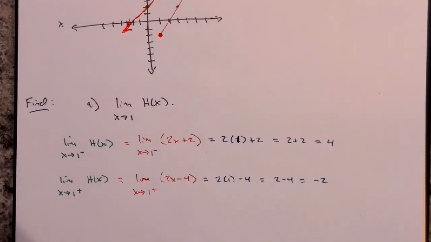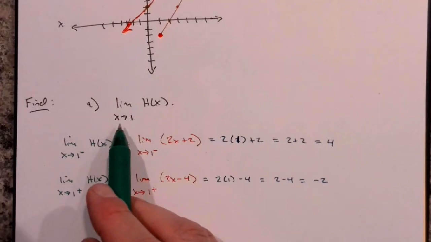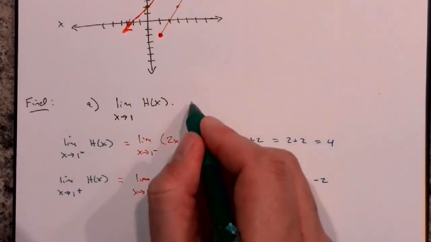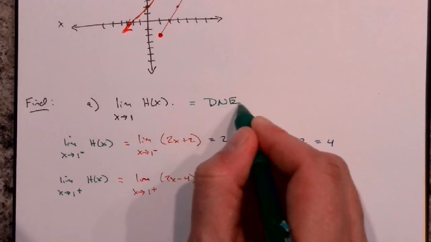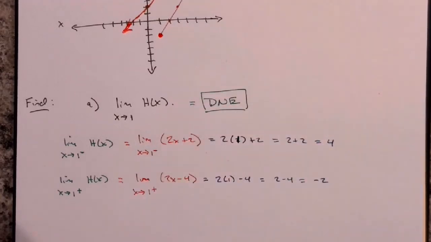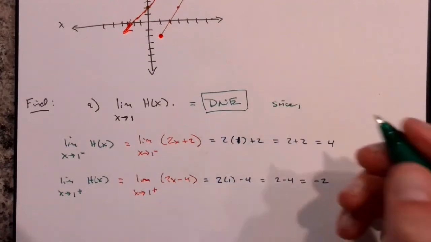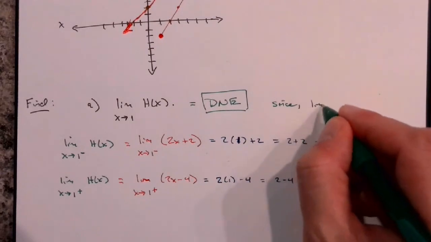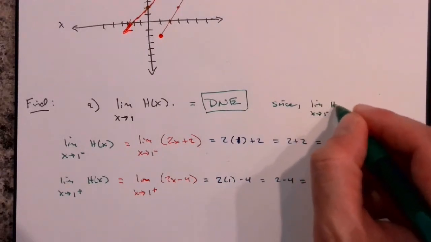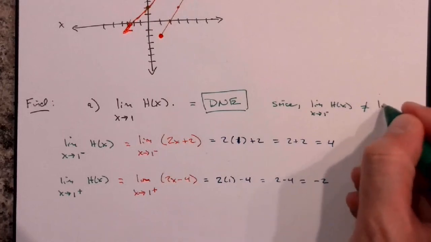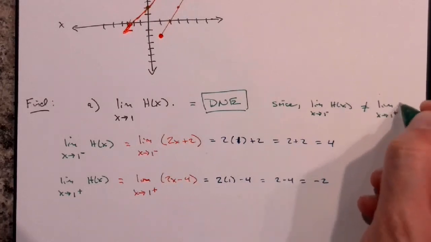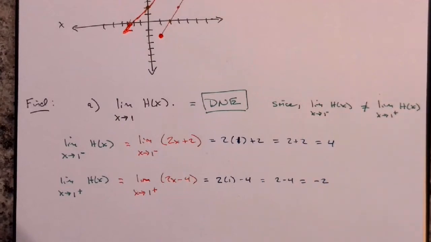So what's my answer? The limit as x approaches 1 of h of x, well, from the left side it approaches 4, from the right side it approaches negative 2. So this limit here, as x approaches 1, since the left side is not equal to the right side, does not exist. It does not exist because they're not going to the same y value. So just the explanation, you should say this: the limit as x approaches 1 from the negative side of h of x doesn't equal the limit as x approaches 1 from the positive side of h of x. So the answer is does not exist.